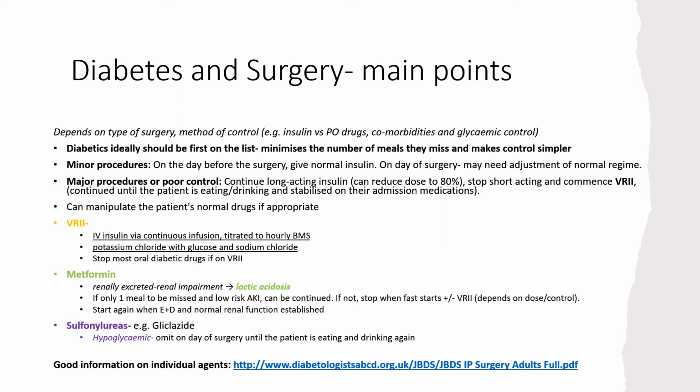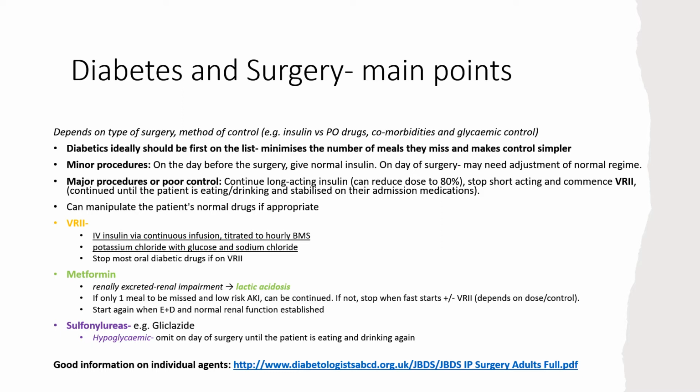So what you want to do is with a VRI, the concept is you keep these patients on their long-acting insulin, and what that does is it provides that basal insulin rate in the background, and then you're going to give them an infusion of insulin, small amounts, and adjust that according to their sugar levels hour by hour. So if they're running a bit higher than usual, you give them a bit more insulin. If they're running lower, you reduce the insulin, and it's much, much easier to control.